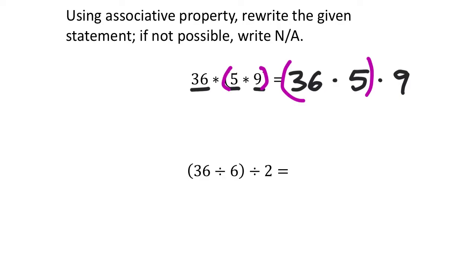And just like we saw with the commutative property of multiplication, when we see division, we cannot use the associative property. So this is another NA scenario. Or you may see this as a DNA. It may ask you to type in DNA on the quiz.